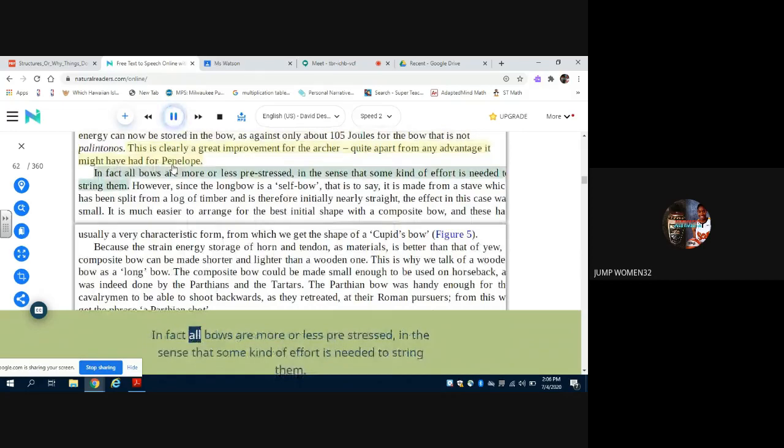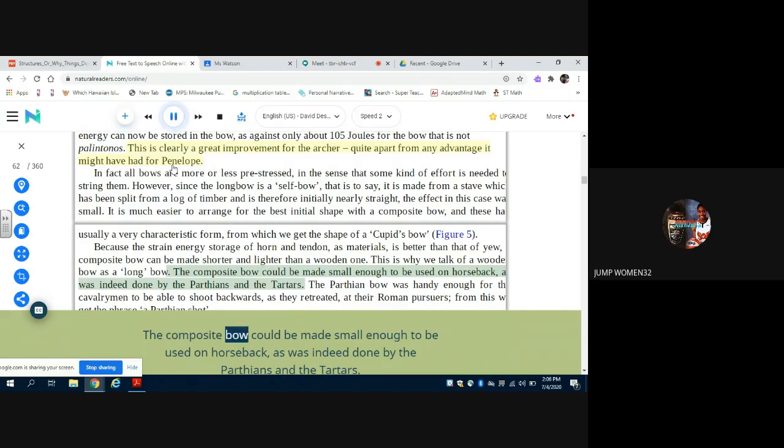In fact, all bows are more or less pre-stressed, in the sense that some kind of effort is needed to string them. However, since the longbow is a self-bow, that is to say, it is made from a stave which... Composite bow can be made shorter and lighter than a wooden one. This is why we talk of a wooden bow as a long bow.